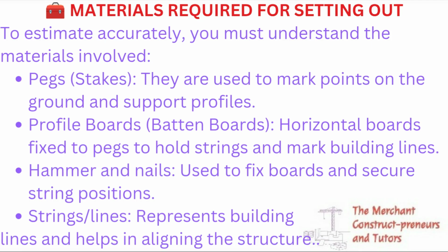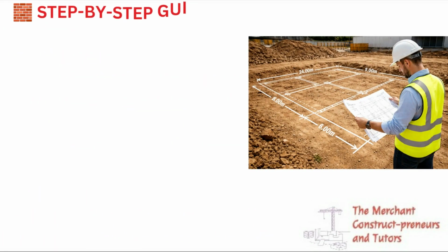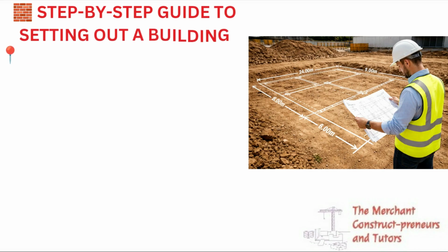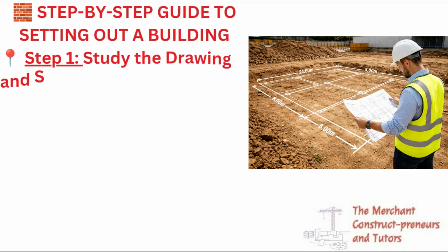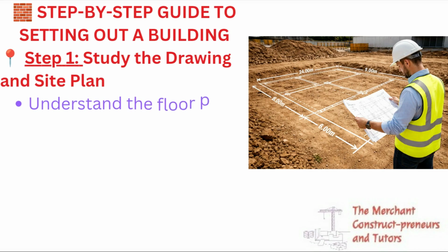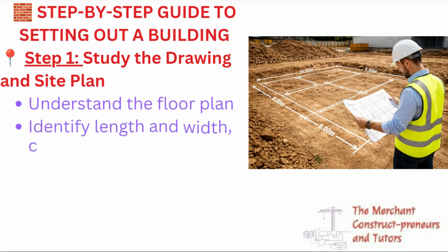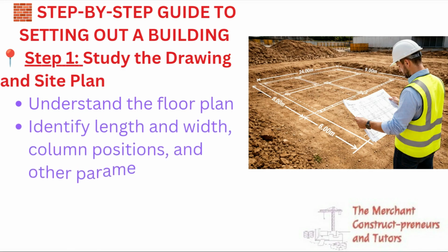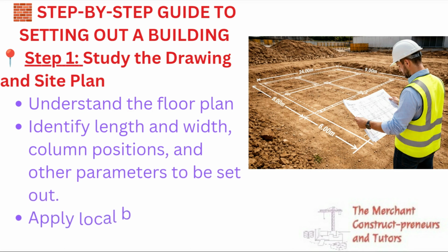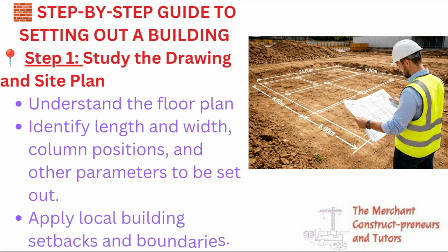So these are the four major things you need. You need your pegs, which are placed vertically into the ground at different points. The profile boards are placed on top of them horizontally. The hammer and the nails are used to secure the profile boards to the pegs, right? And then the strings are the lines you use when you want to measure, so that the person doing the excavation will know this is the part he or she wants to do.